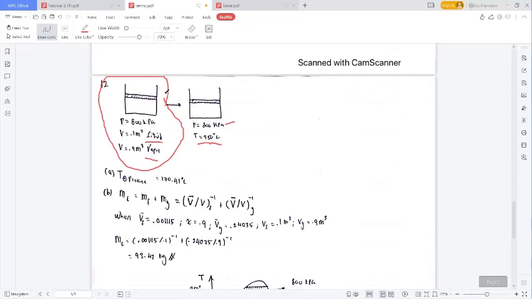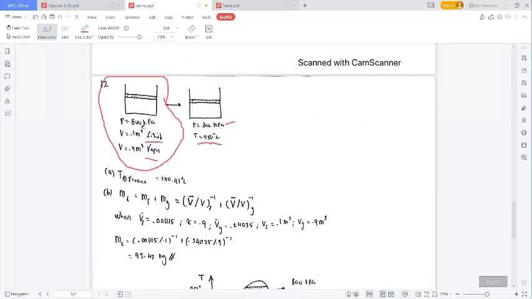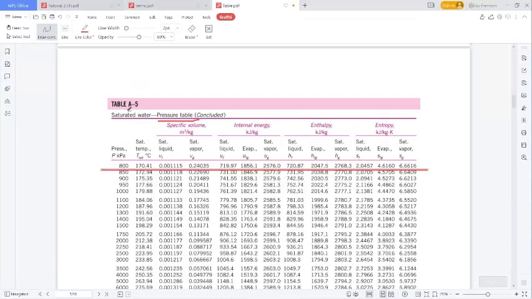Now, one might ask why I didn't refer to the compressed or the superheated table. It is because at the first stage, some of the system is in the form of liquid and the rest is in the form of vapor. This means the system at the first stage is in a saturated condition. That's why I'm referring to table A5.